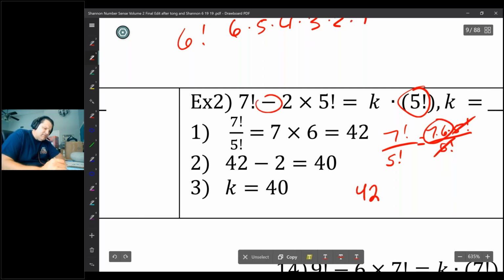42, this is minus, so it's going to be minus. Then we're going to do 2 times 5 factorial divided by 5 factorial. Well, those cancel, you're left with 2. So 42 minus 2 is 40. So K is 40.